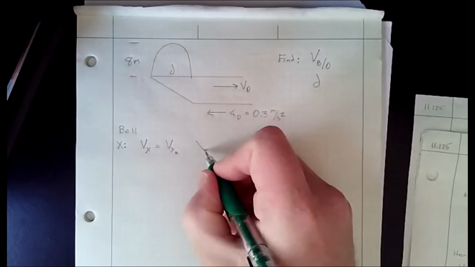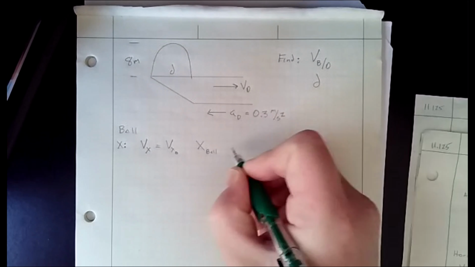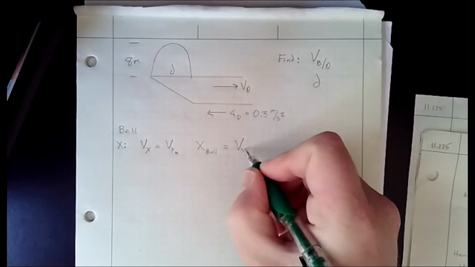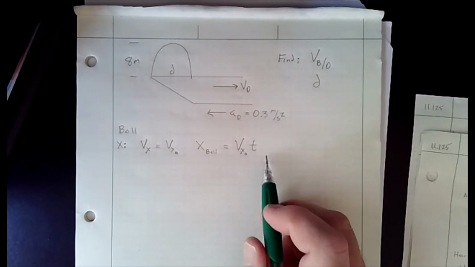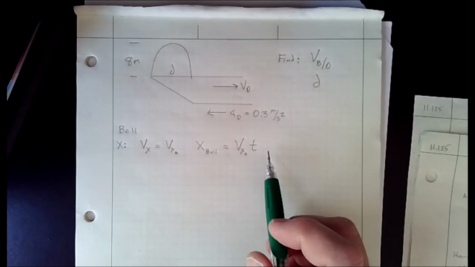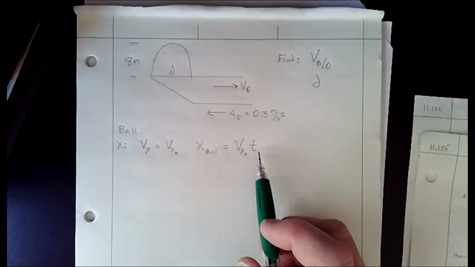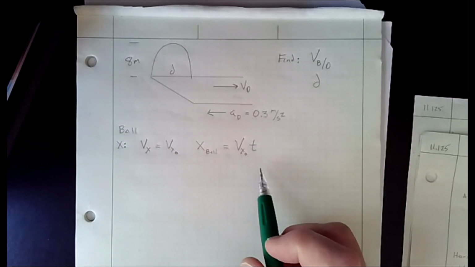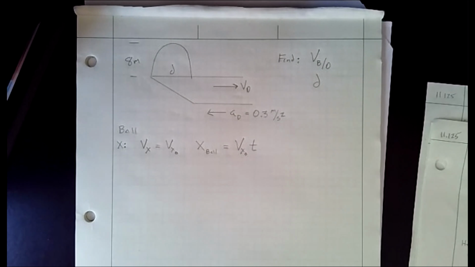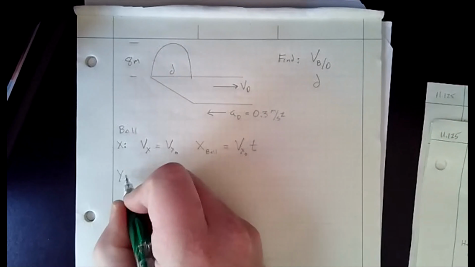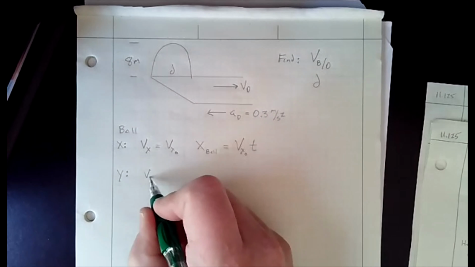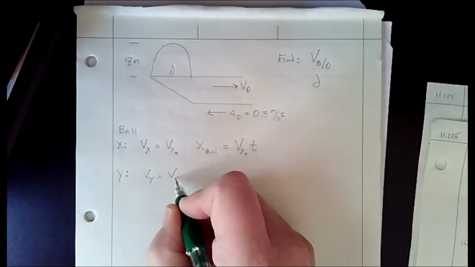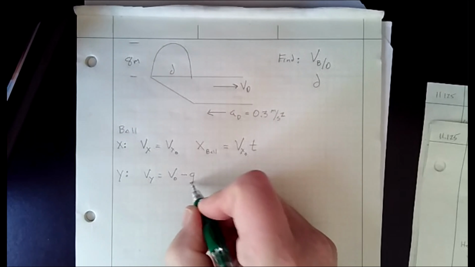And therefore, the distance the ball moves is just going to be equal to whatever that initial velocity is in the x times the time. We don't know the time, but we're going to find it because it's a projectile problem: if the ball's thrown up and falls down, we can figure out how long it's in the air. So now we're going to look at the vertical motion of the ball, in the y direction. We know velocity in the y is just equal to initial velocity minus gravity times time.